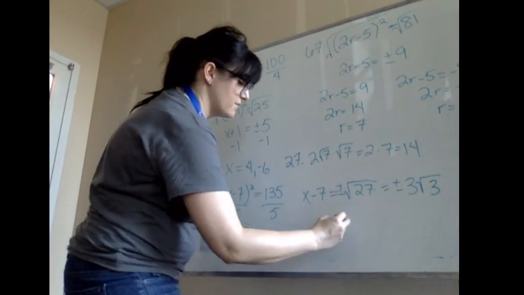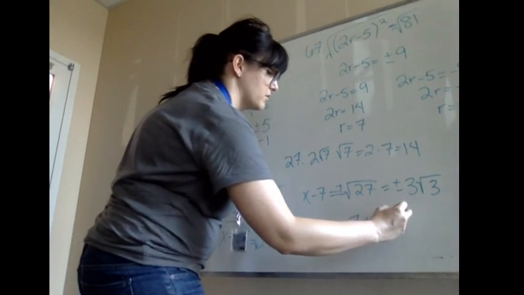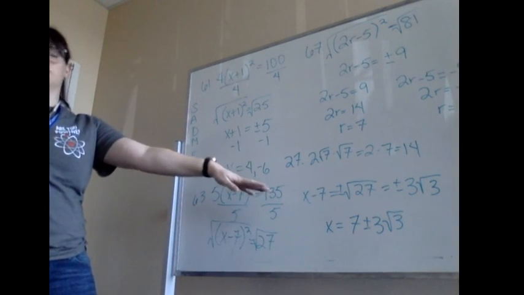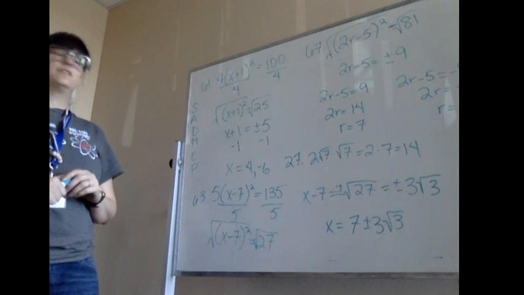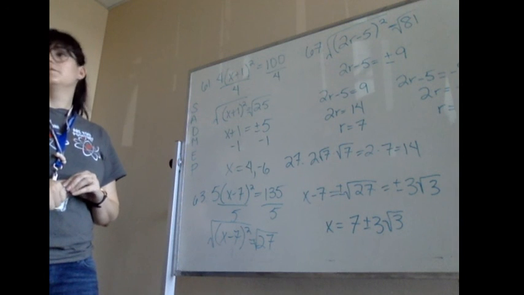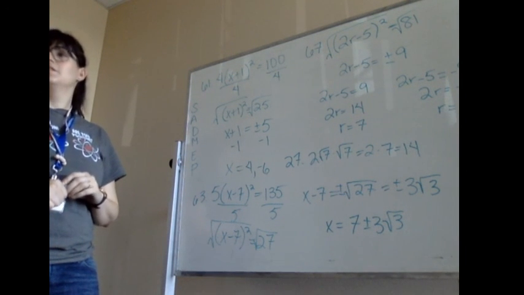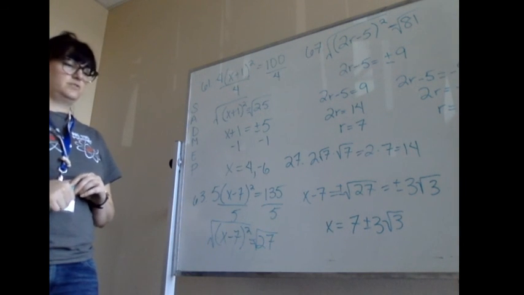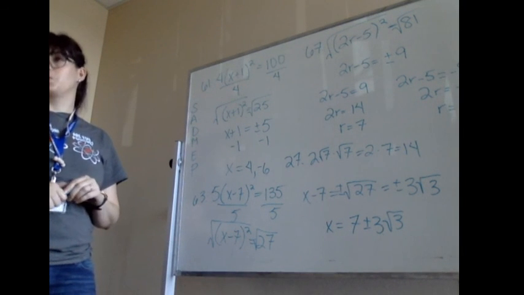So, adding the 7 to both sides, x equals 7 plus or minus 3 rad 3. That's a legitimate, acceptable answer. Which is not the same thing as plus or minus the square root of 27 added to 7, because the plus or minus operation happens after the 7. It only happens to what I took the square root of.